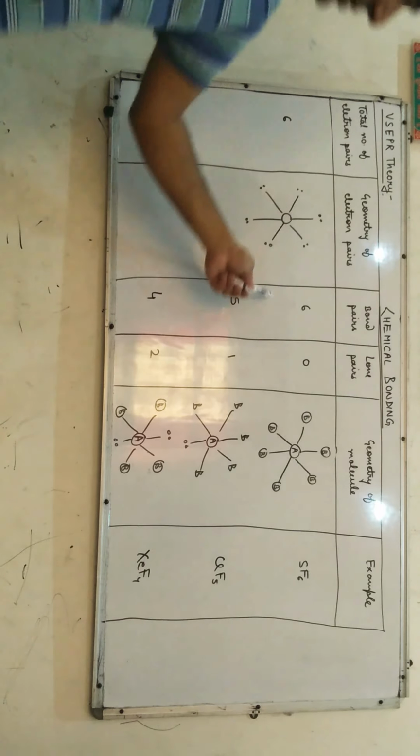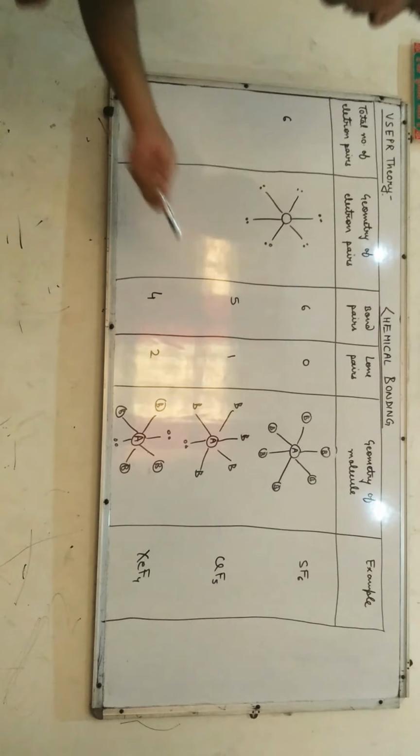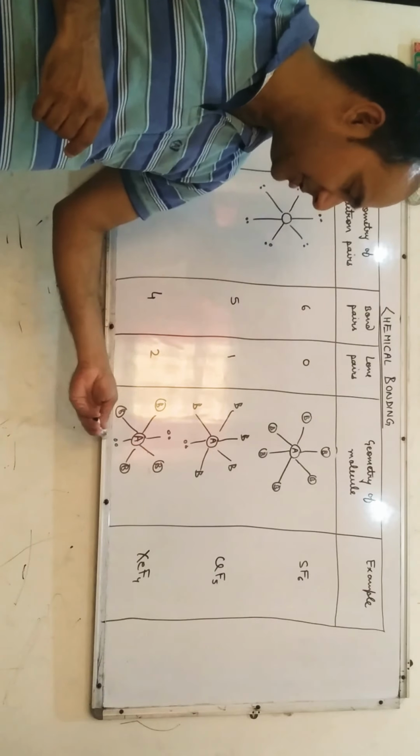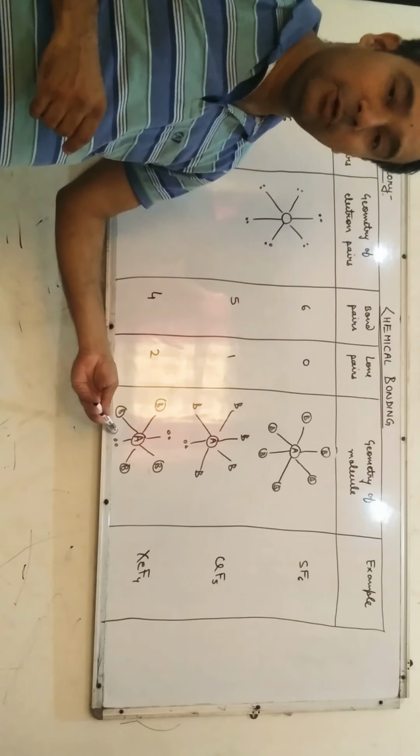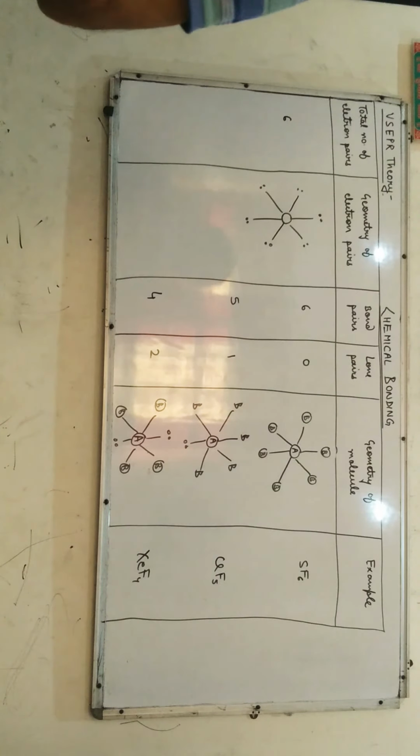If bond pair 6, shape will be like octahedral. Example is SF6. If bond pair 5, lone pair 1, distorted octahedral geometry will be there. An example is ClF5. If bond pair 4, lone pair 2, distorted octahedral geometry will be there again, in which greater electron repulsion between lone pairs, and the example is XeF4.